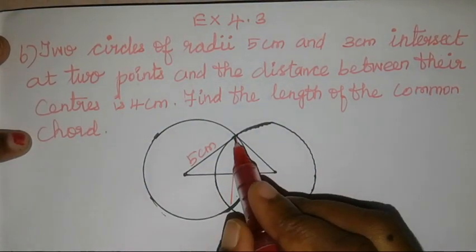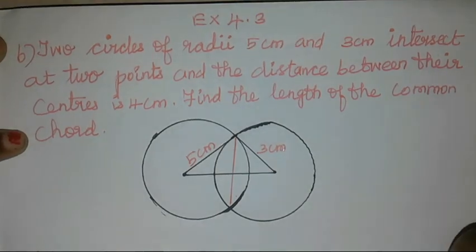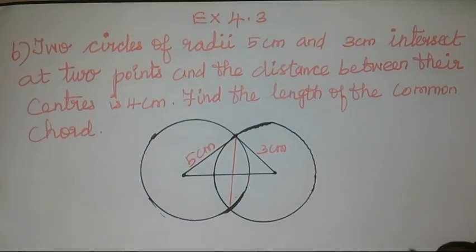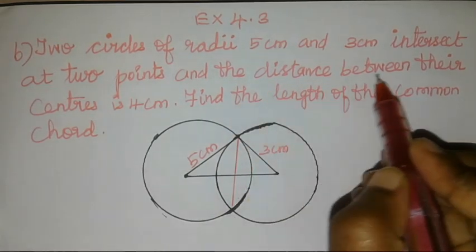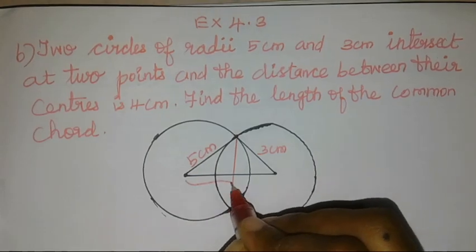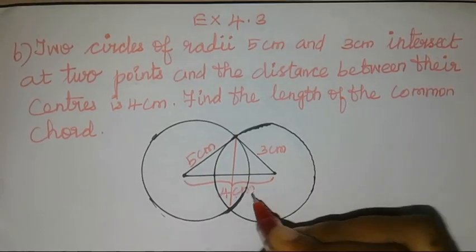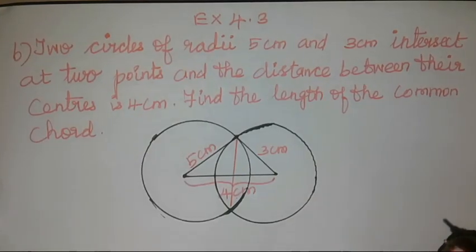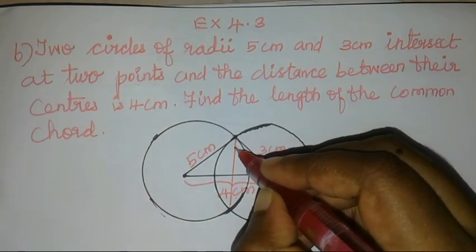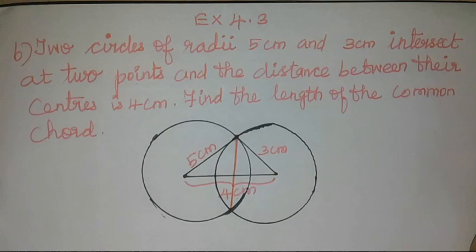So considering two circles, their radii are 5 centimeters and 3 centimeters, which means this one here is a 5 centimeter radius. See, center point, boundary point. Now this side is 3 centimeters, and they intersect at 2 points. See, here 1 point, here 1 point, and the distance between their centers is 4 centimeters. See, from this to this, the distance is 4 centimeters. Find the length of the common chord, which means this red color here. Here is the common chord. Only this length is needed here.